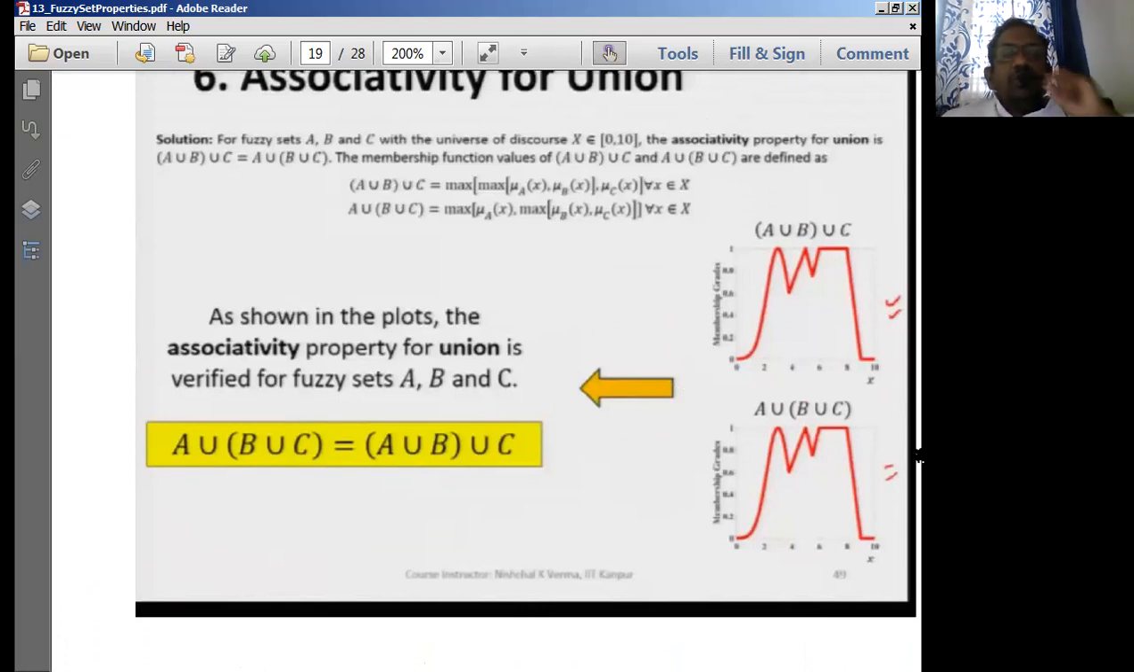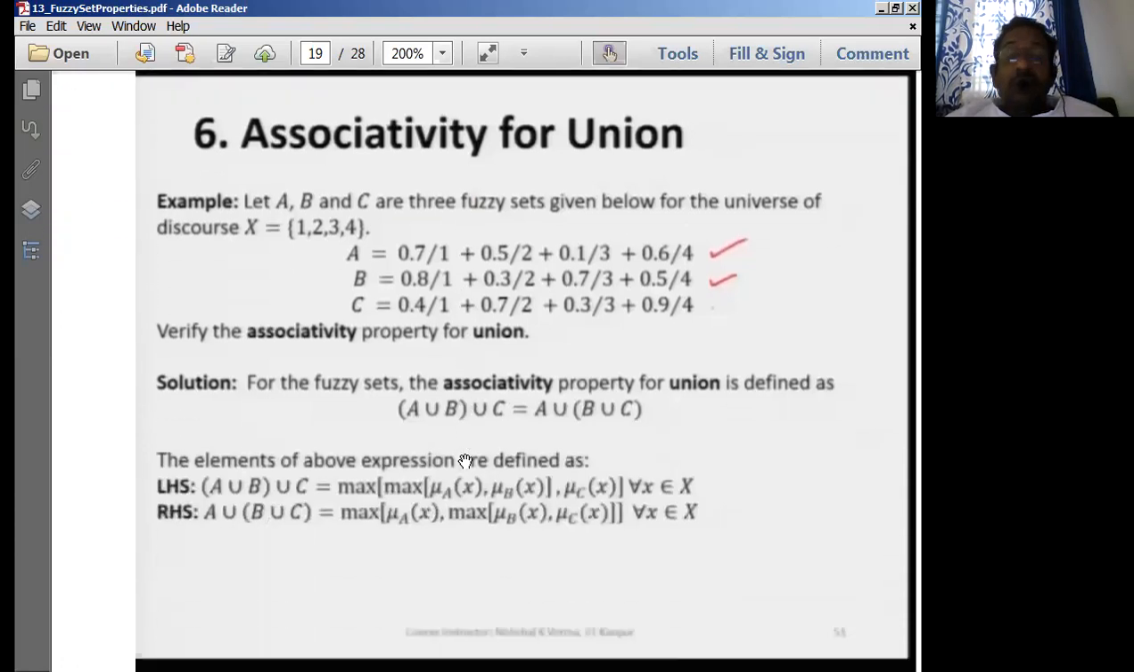As shown in these two plots, we can say the associative property for unions is verified for the fuzzy sets. So with these two basic graphs, we can conclude that this relationship holds good. Since the relationship holds good, it satisfies the associative property. The fuzzy sets A, B, and C satisfy the associativity property. So this is the conclusion that we can make.